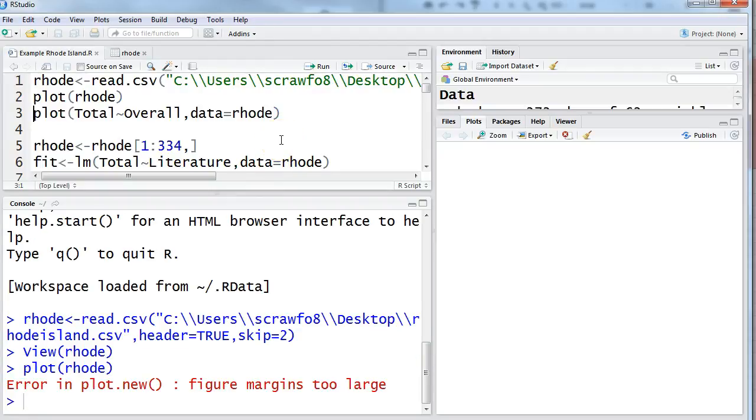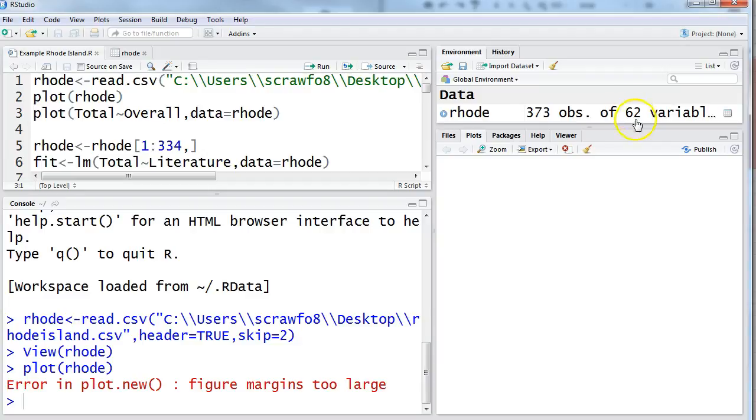So my first instinct was to plot all the data. This would be a matrix plot of all those variables. I'm talking 62 by 62 variables. There's no way R can draw that. Maybe if you have a really huge screen, it might.